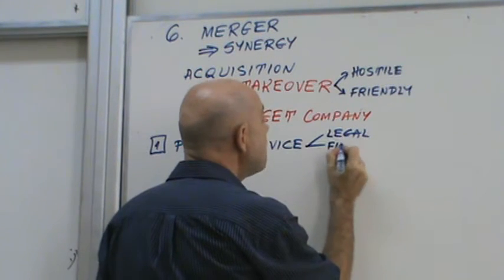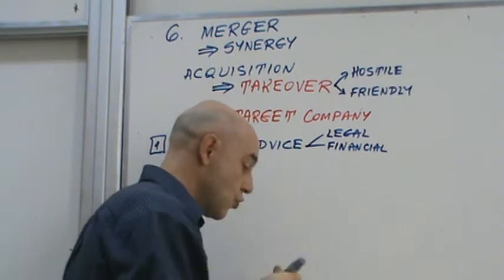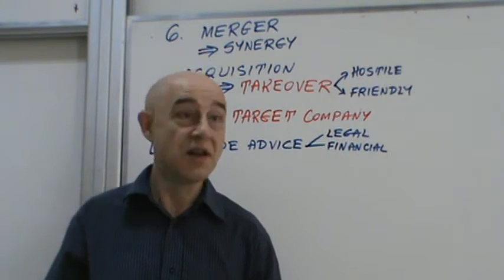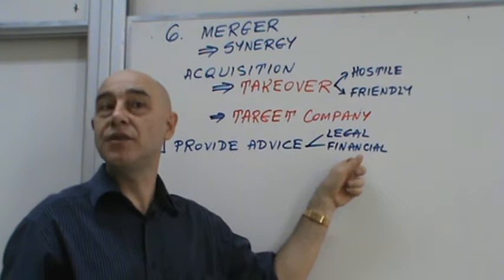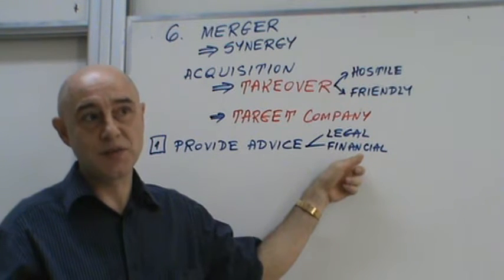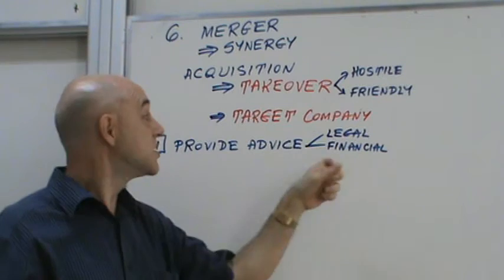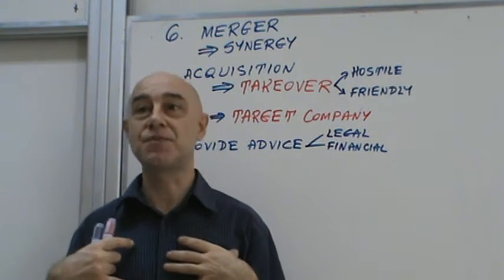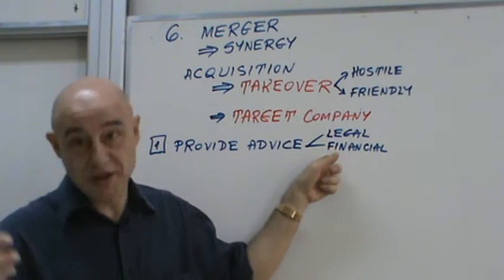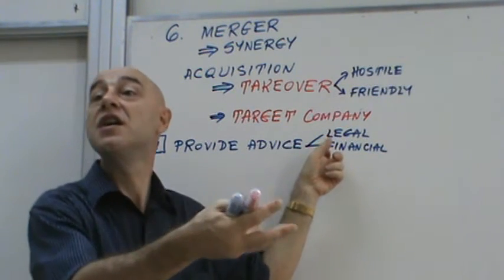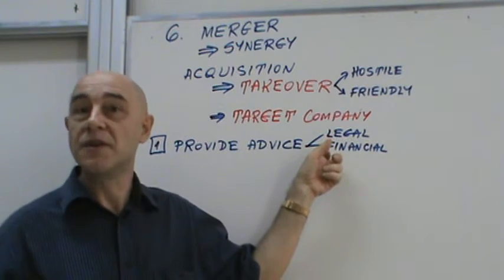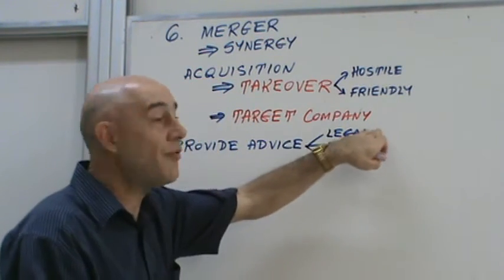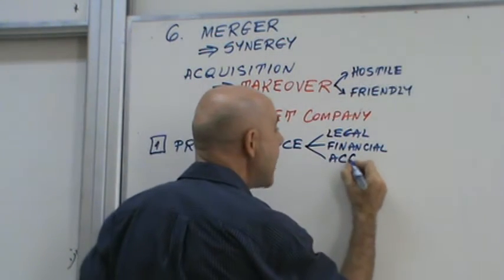Next, it's going to provide financial advice. Well, in a merger or acquisition, either way, there's got to be a payment. So the investment bank will try to figure out what is the best way to pay. So this is just advice. They tell you, we advise you, according to our best expertise, it's best to pay with cash, or it's best to pay with bonds, or it's best to pay with stocks, or whatever form. So they'll provide financial advice, and they'll also provide, which is half legal, half financial, accounting advice.